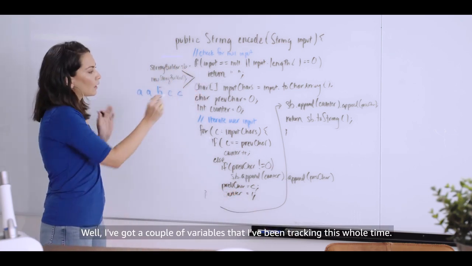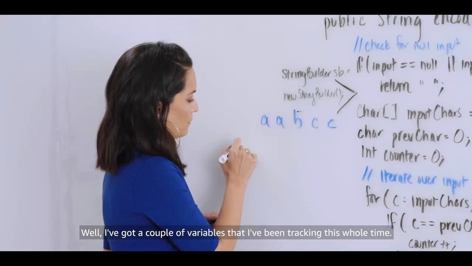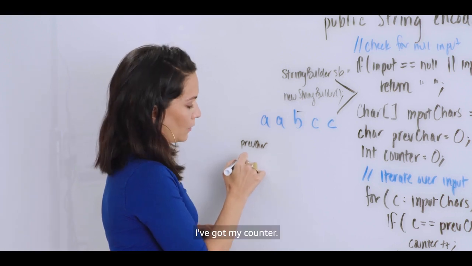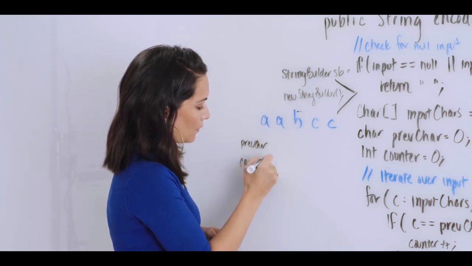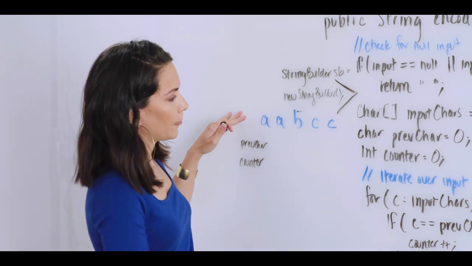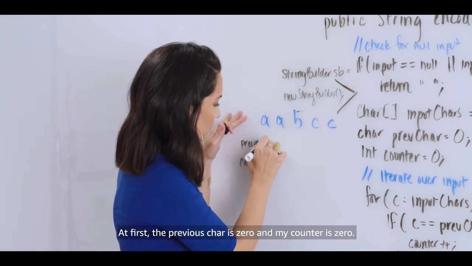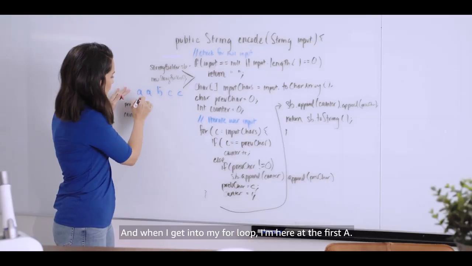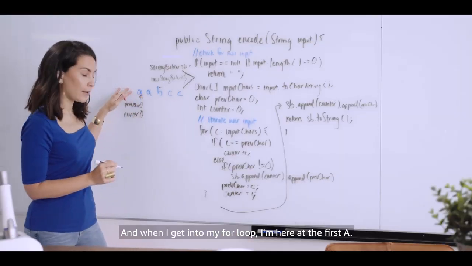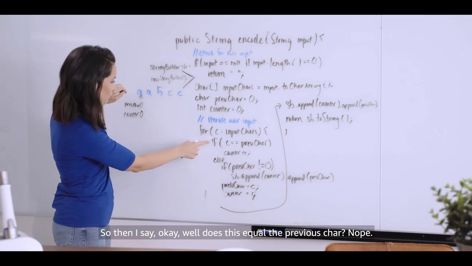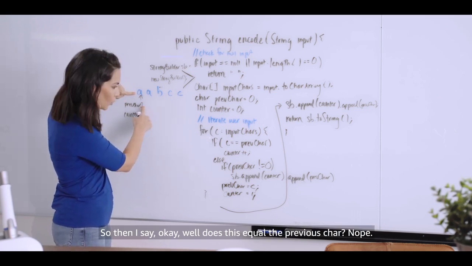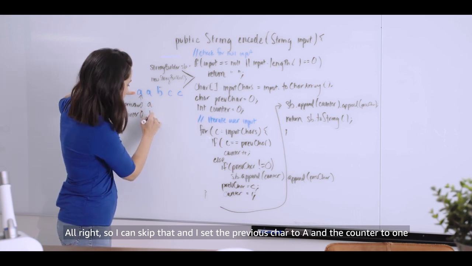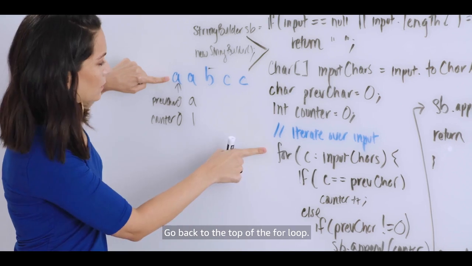Well, I've got a couple of variables that I've been tracking this whole time. I've got the previous char. I've got my counter. So let's walk through it. At first, the previous char is 0 and my counter is 0. And when I get into my for loop, I'm here at the first A. So then I say, okay, well, does this equal the previous char? Nope. All right, so I can skip that and I set the previous char to A and the counter to 1. Go back to the top of the for loop.